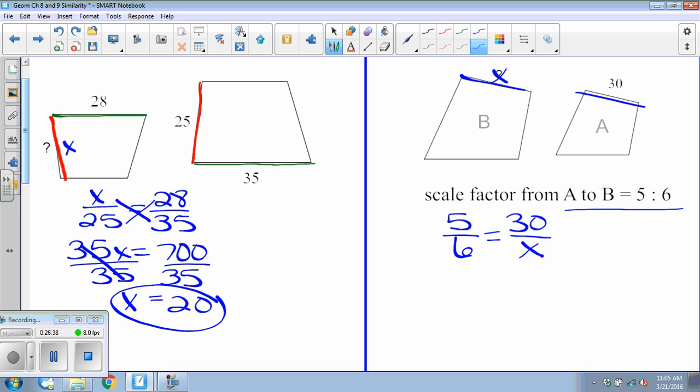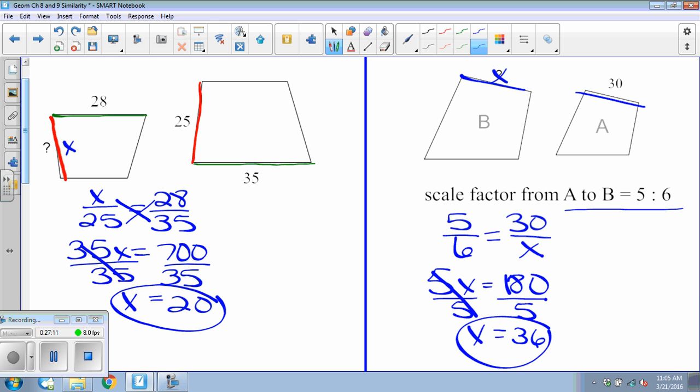Or if you did it the other way, if you did x over 30, that has to equal 6 over 5. Because it has to be A over B equals A over B. They have to match. That pattern has to be the same. If you put a piece of A over a piece of B, it has to be the same with the ratio that you set it equal to. Okay? And so now that's 5x equals 180. Divide by 5, and x equals 36. So the question mark equals 36.